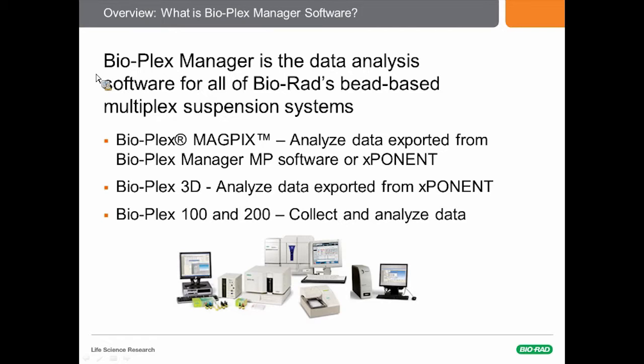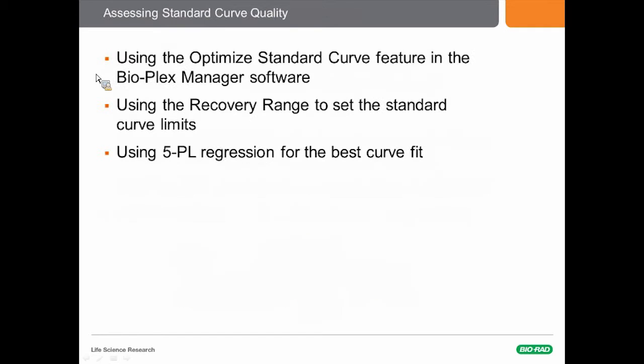To ensure the most accurate results from analysis in BioPlex Manager, you will need to take several steps to assess the standard curve quality and optimize the standard curves before analyzing your data. Assessing the standard curve quality includes optimizing the standard curve by using the Optimize Standard Curve feature in BioPlex Manager software, using the recovery range to set the standard curve limits, and using 5PL regression for the best curve fit.